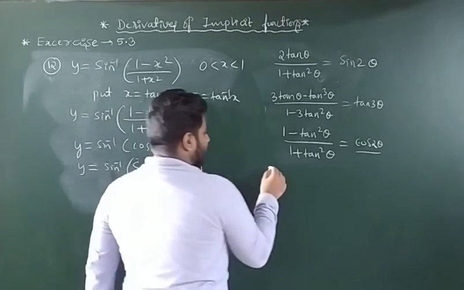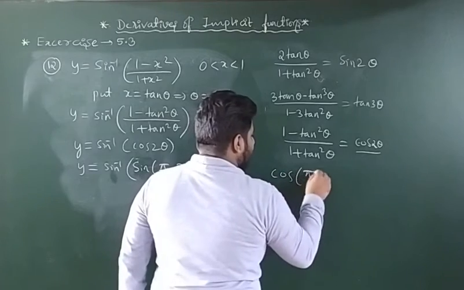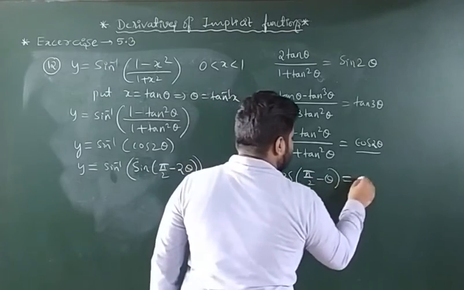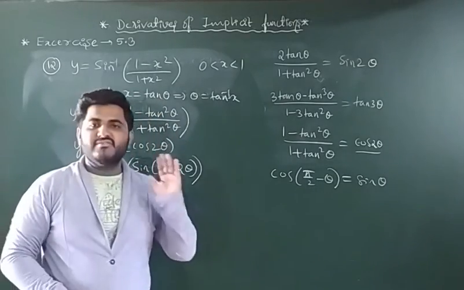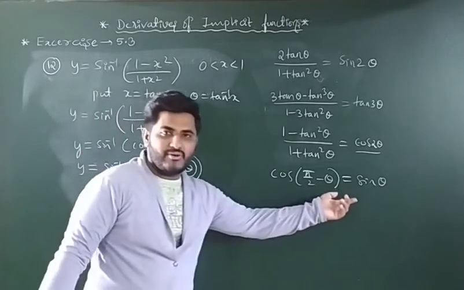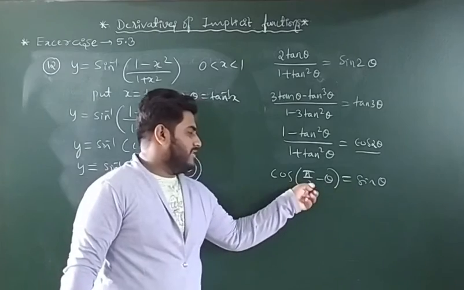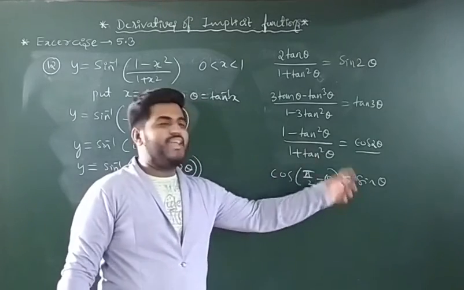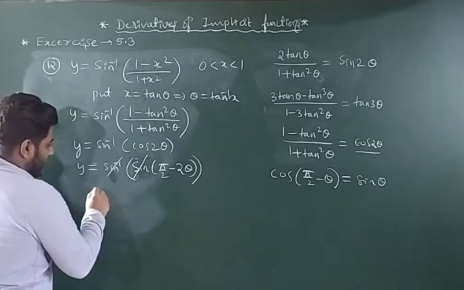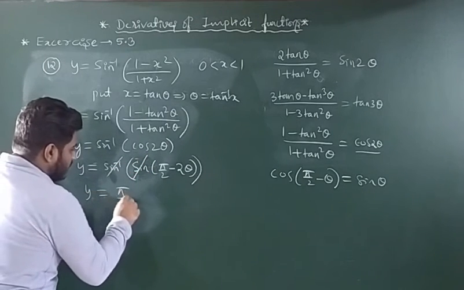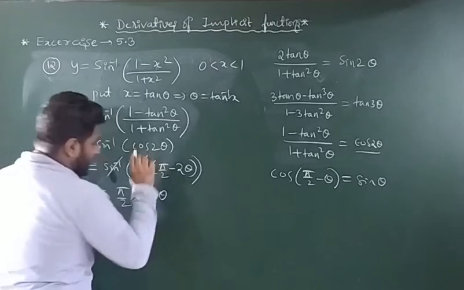How does this happen? Look here, cos of pi by 2 minus theta is equal to sin theta, because pi by 2 minus theta means first quadrant, and in first quadrant all are positive. So no doubt about that. 90 degree changes cos to sin, sin to cos. So here is sin now. Sin and sin inverse get cancelled. We are getting y is equal to pi by 2 minus 2 theta.